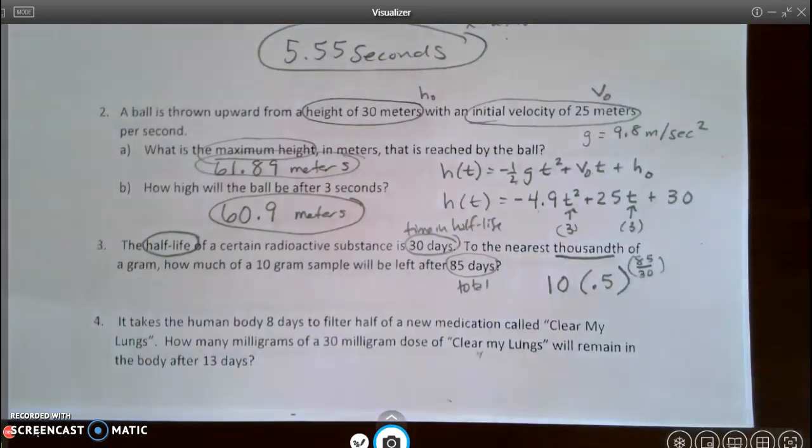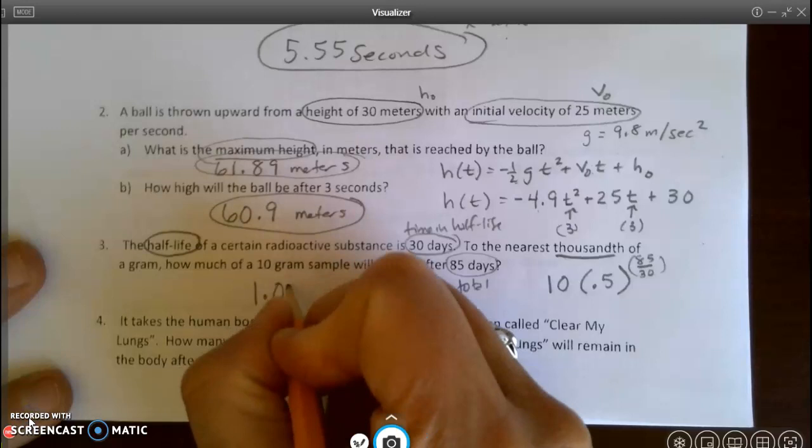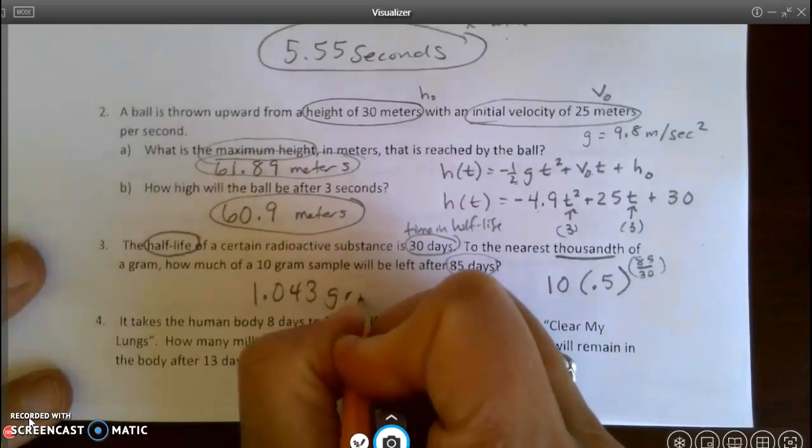So I'm going to put this in my calculator. This is one that there typically are a lot of calculator issues, so you want to make sure you put it in your calculator correctly. Okay, put it in my calculator. I make sure that I have parentheses around my exponent. And I get that I would have approximately 1.403 grams remaining. So 1.403 grams.